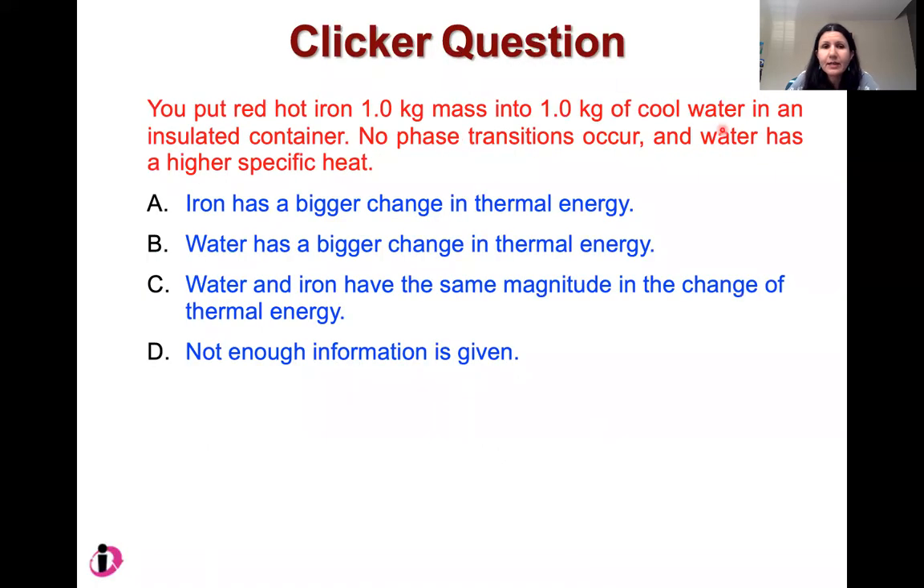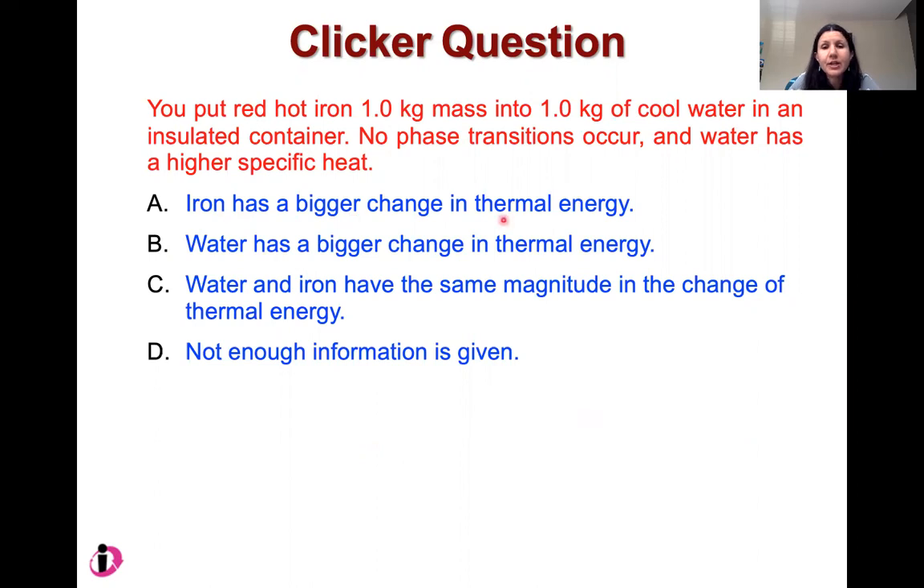Okay, let me now ask you a couple of questions to bring some of these ideas together. Imagine that you put red hot iron, which has 1 kilogram of mass, into 1 kilogram of cool water. So the water is colder than the iron, in an insulated container, so a closed system. No phase change occurs here, so the only possibility is thermal energy changes or temperature changes. Also, we know that the water has a higher specific heat than iron. So given this information, which statement is true here?